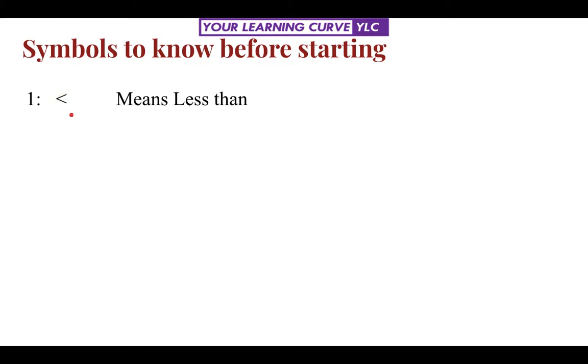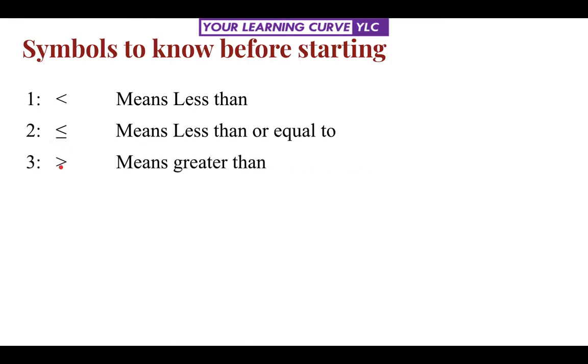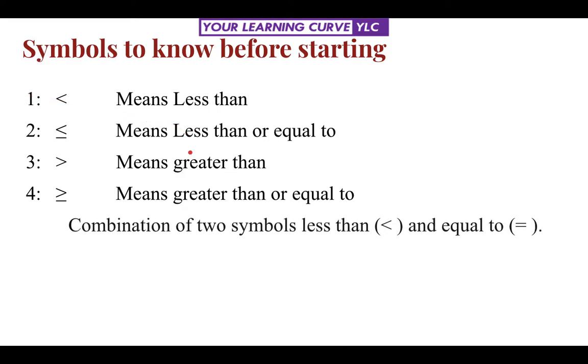This symbol means less than, this symbol means less than or equal to, this symbol means greater than, this symbol means greater than or equal to. One simple logic you have to remember: to the side which the symbol's mouth is open, we put the bigger number, and to the side which its mouth is shut, we put the smaller number.